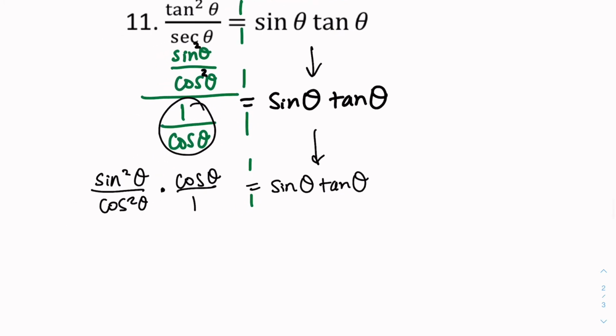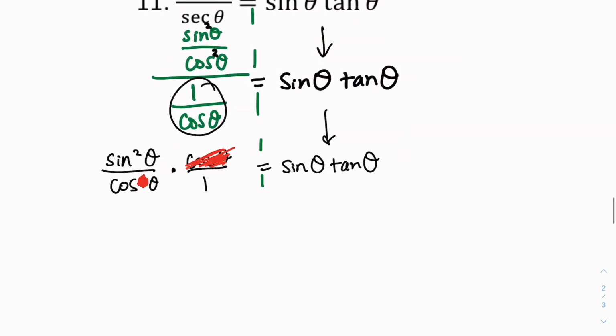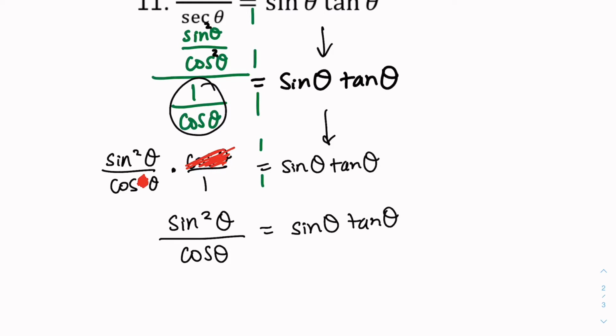So what do you notice now on the left? Well, I notice that cosine cancels with 1 of the cosines down here, leaving me with 1 cosine on the bottom and no more cosines on top. So my new left side says sine squared theta over cosine theta. And the right side still doesn't look like it. Darn it. But that's okay.